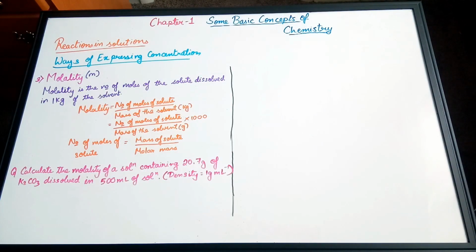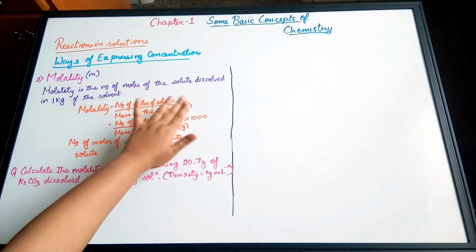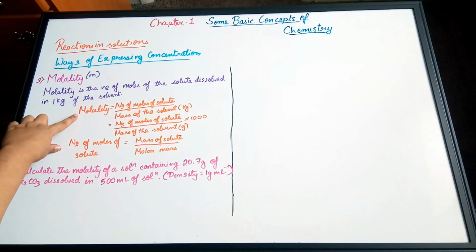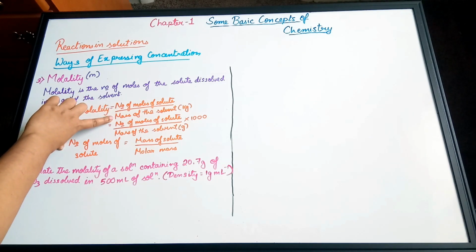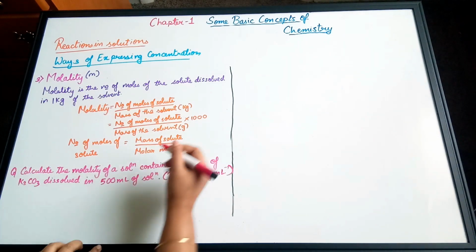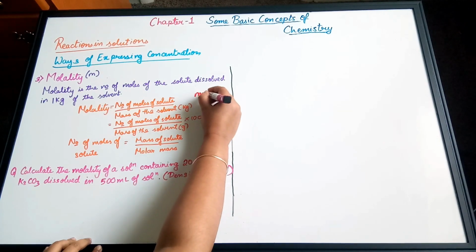Molality. Molality and molarity sound quite similar, right? Molality is the number of moles of the solute dissolved in 1 kilogram of the solvent. In molarity we had spoken about volume, but here we are specifically talking about mass. So molality equals the number of moles divided by the mass of the solvent in kilograms. Because we are dividing this by this, the unit of molality is moles per kilogram.